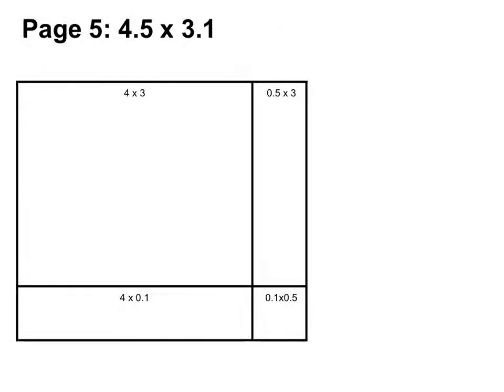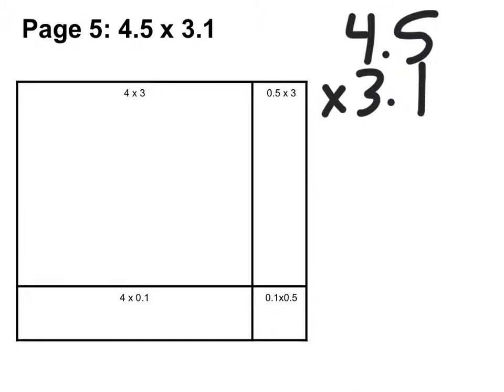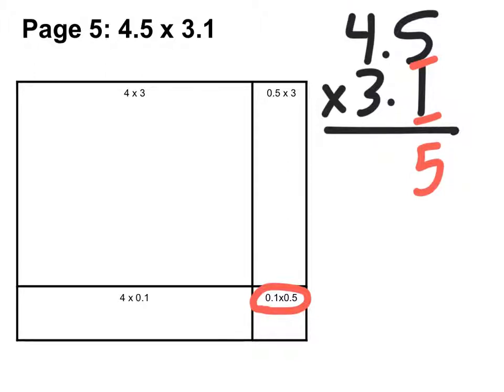So just to look at the traditional algorithm, 4 and 5/10 times 3 and 1/10. So the first thing we're going to do, or one of the things we're going to do, is the 1/10 times the 5/10. So that's what's here, right? So there's your 5. And then the next thing we're going to do is the 1 times the 4. So the 1/10 times the 4, and that's here.